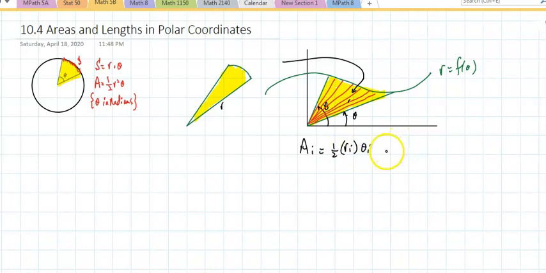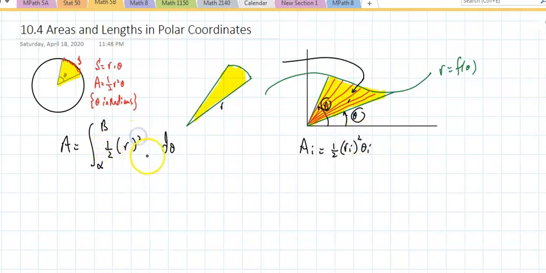And you know the drill. If I sum them up from alpha to beta, I'll get the whole thing. And area would equal the integral from alpha to beta, and that's how theta is going to vary, of 1/2 R squared, or f of theta squared, however you want to see it.